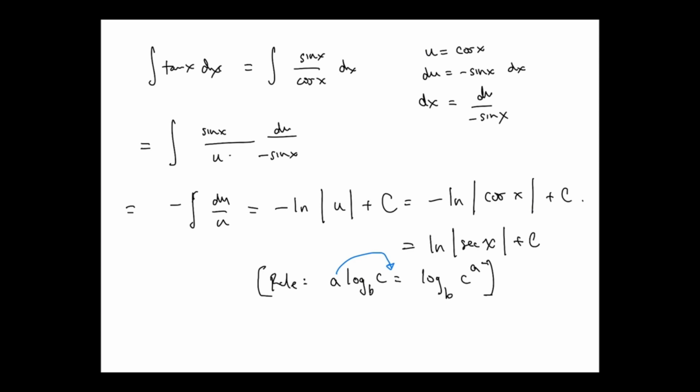Yeah. So, okay, good. That was just one of our rules of logarithms, to write it as natural log of secant instead of negative natural log of cosine. It doesn't actually matter which one you pick. Do you like having the negative sign or not?